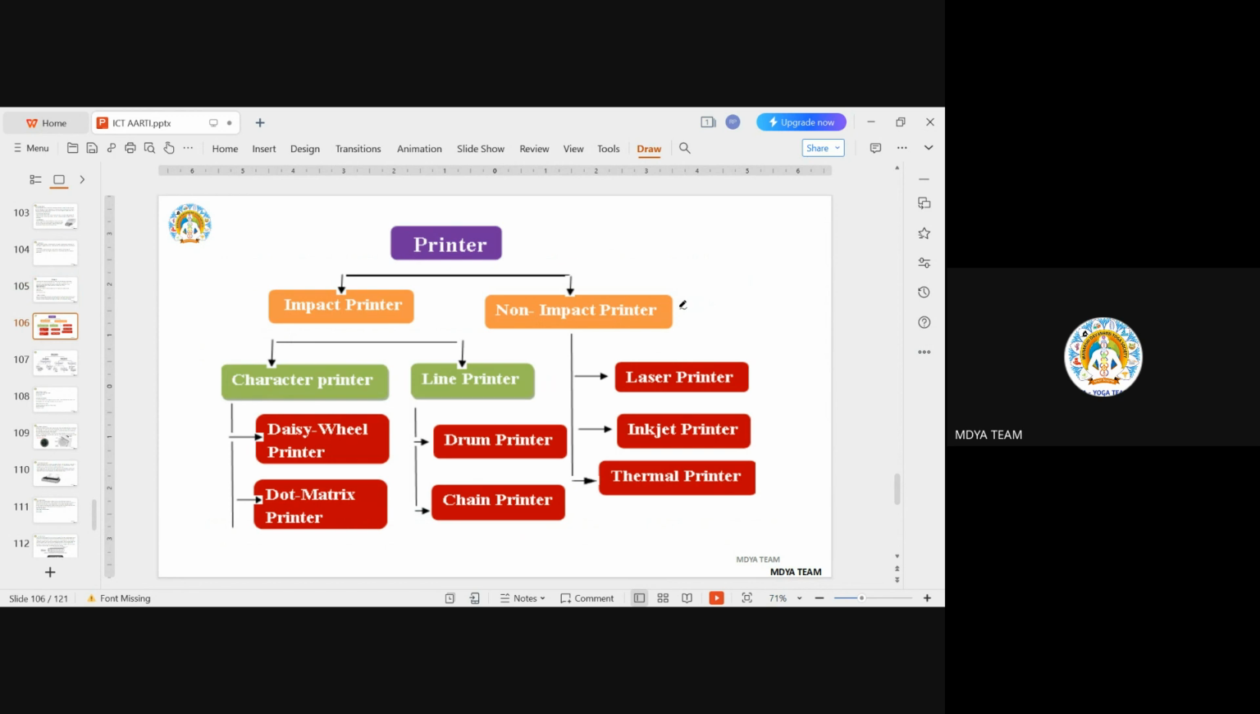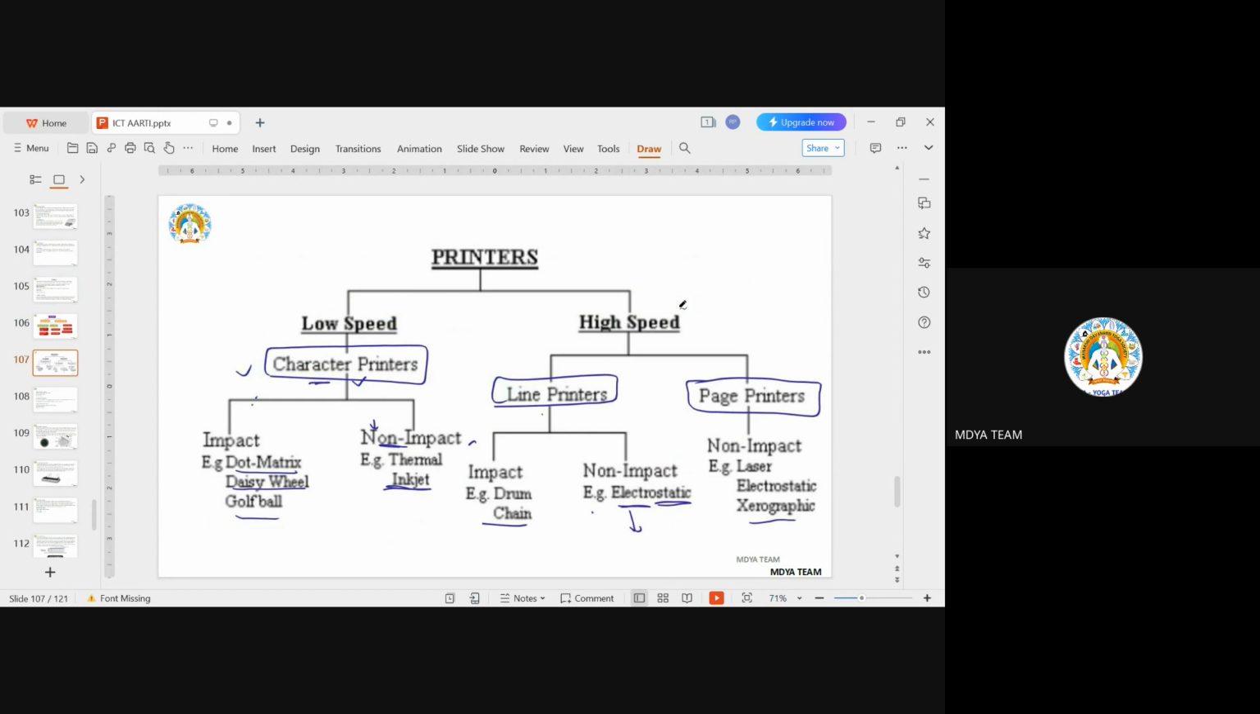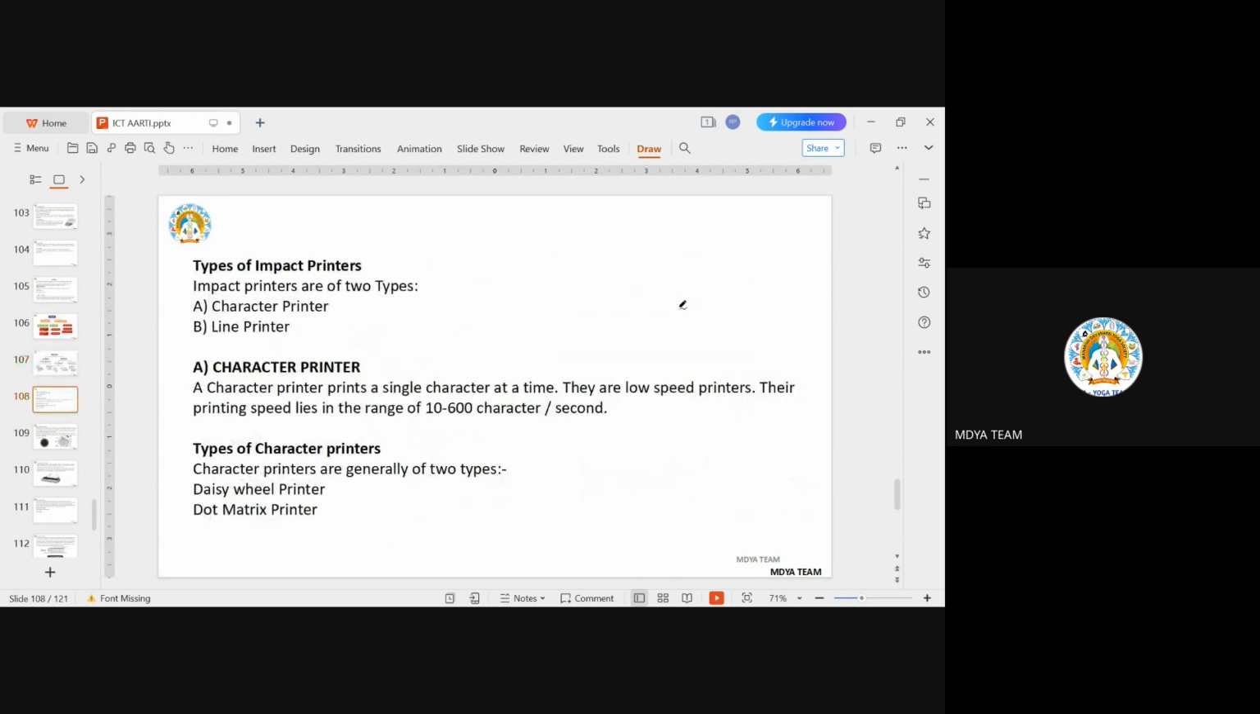Printers are of two types: impact printer and non-impact printer. Impact printers come under character printers and line printers. The non-impact printers have three types: laser, inkjet, and thermal. Under character printers, there are the daisy wheel printer and the dot matrix printer; under line printers, the drum printer and chain printer. We will discuss them one by one later.